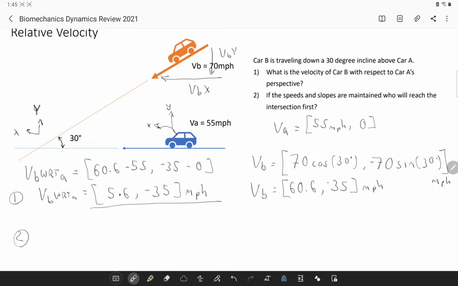And then for part 2, since the velocity in the horizontal direction of the top car is larger than that of the bottom car, we know that it will reach the intersection point first. So we can just say, by inspection, car B, let's use uppercase, easier to see, car B will get there first. Or you could probably just say car B.